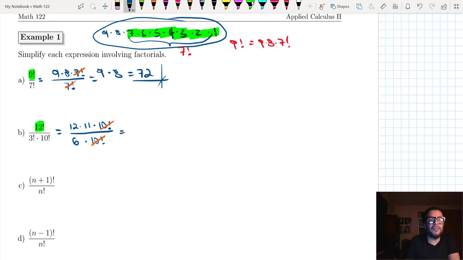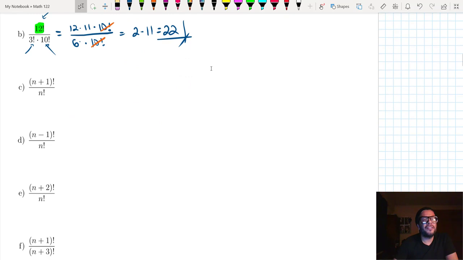Okay, so 12 divided by 6 is going to give me a 2 times 11, which equals 22. And that's all we do, rather than expanding this huge number. Well, this is a tiny number, so no big deal.